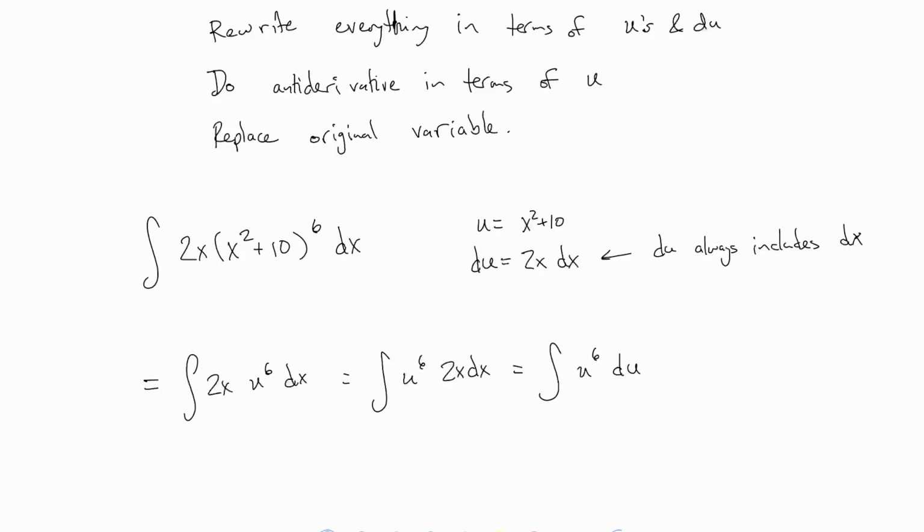How am I doing so far? Any questions? All right. Next step, do the antiderivative in terms of u. The whole purpose of the u substitution is you start with something that looks quite complicated, but after the substitution looks really simple. And so now I can do the antiderivative. This is just a 6th power, so I'm going to get 1/7 u to the 7 plus c.